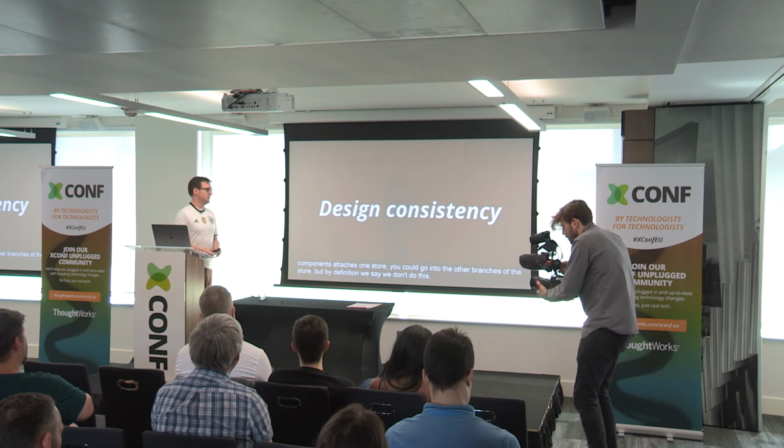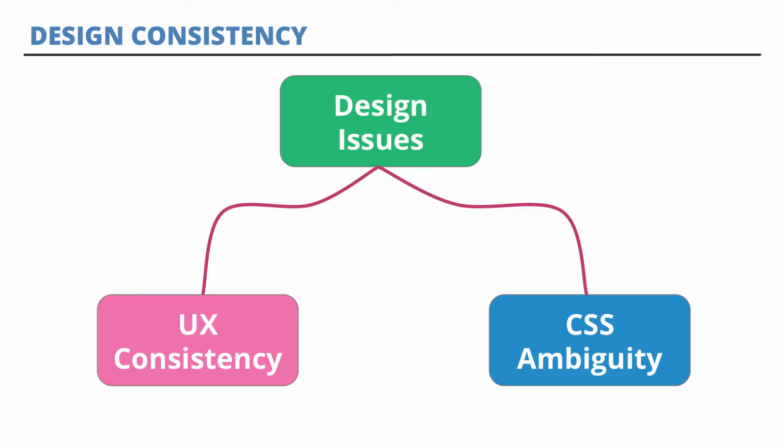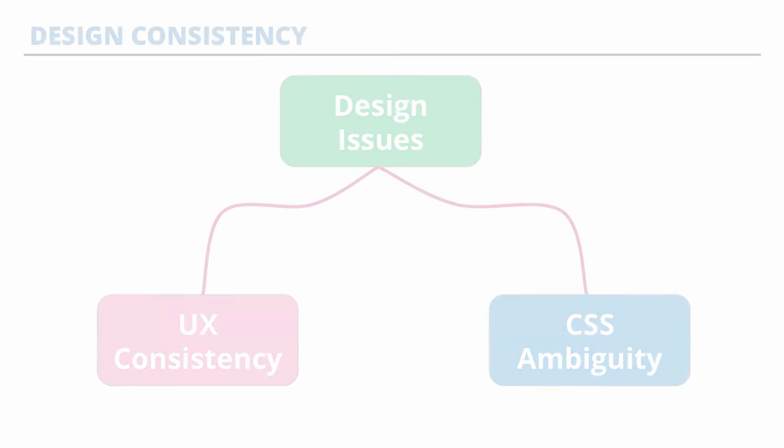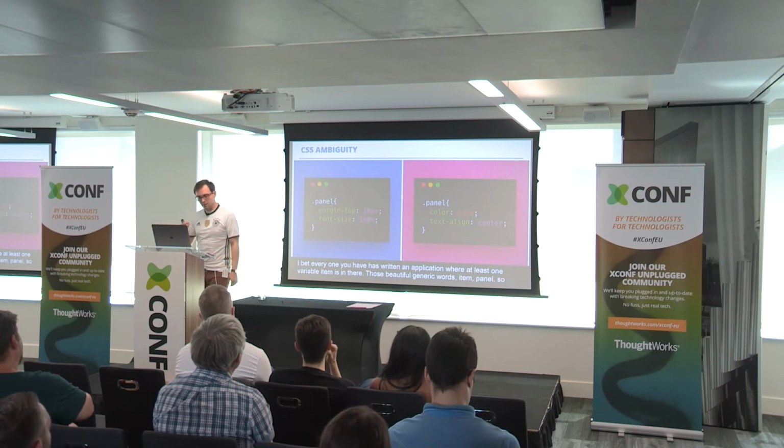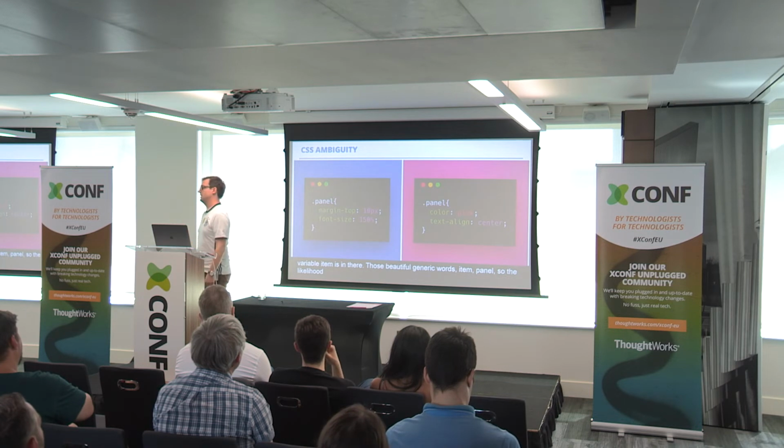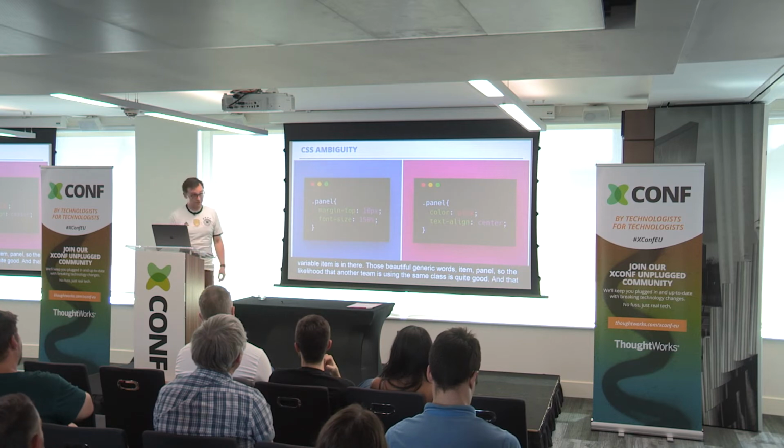Design consistency, and here comes the human factor. Because you will get design issues while building micro-frontends. The technical one is the CSS ambiguity. The human one is the UX consistency. I bet every one of you has written an application where at least once the variable item is in there. Those beautiful generic words, item, panel. So the likelihood that another team is using the same class is quite good. And that there's not so nice namespacing is also very likely.